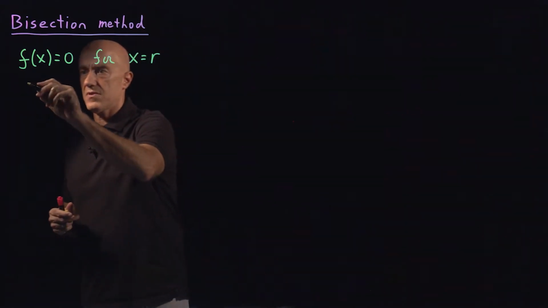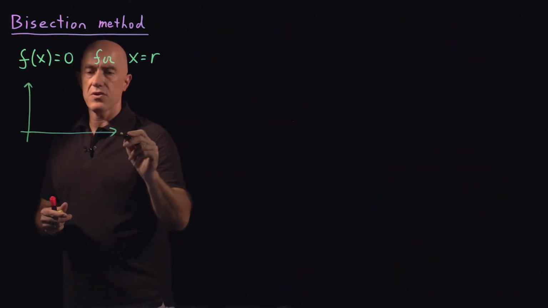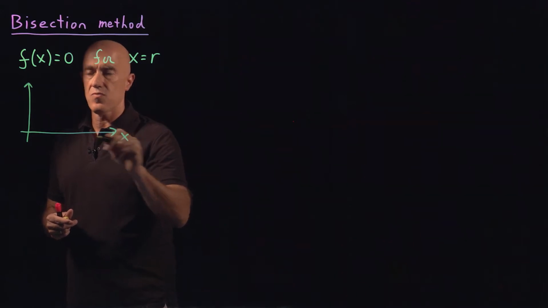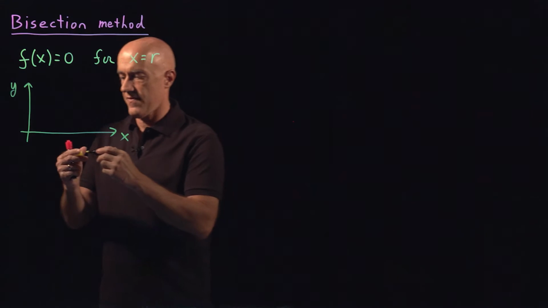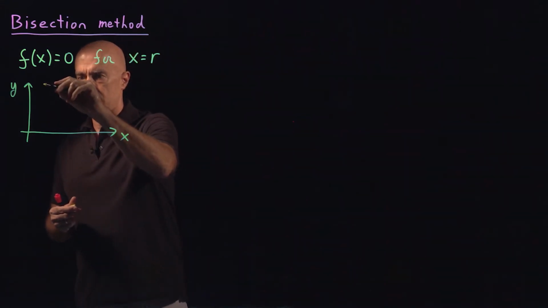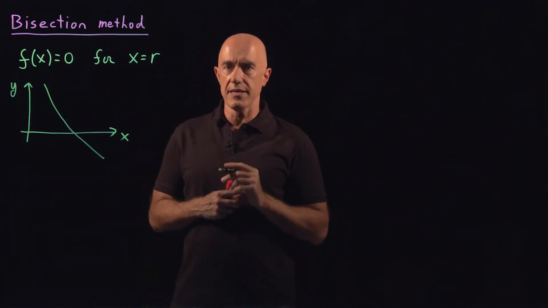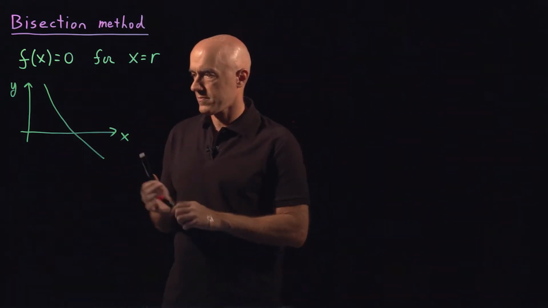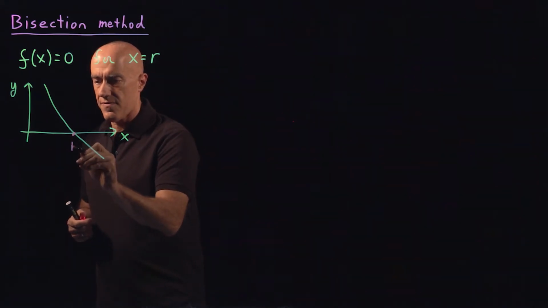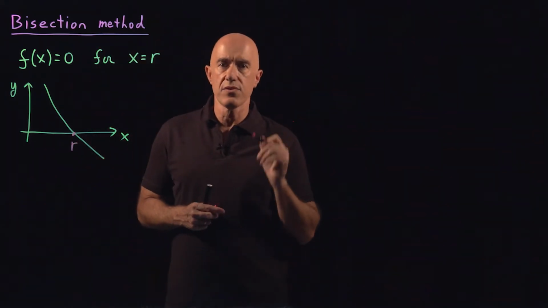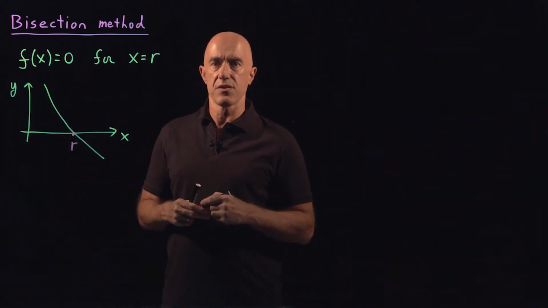So let's graph what it means to find a root. If this is our x and y, and we're looking at a function y equals f of x, say the function looks like this. The place where y is 0 is the root. So this point here is the value of r. And we will want to determine the value of r using some iteration method.